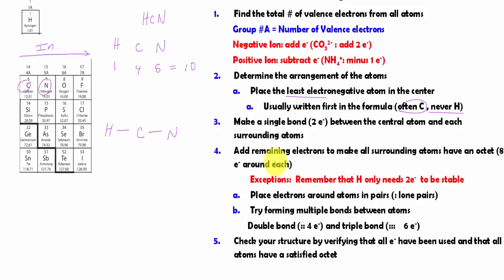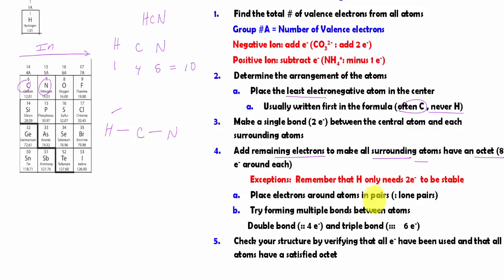Then we are going to add the remaining electrons to make sure all the surrounding atoms have an octet. Again, we focus on the surrounding atoms first, not the center atom. Except for hydrogen, in this case, this one is octet already because it has 2 electrons. With the nitrogen, we need 2, so it needs 6 more.